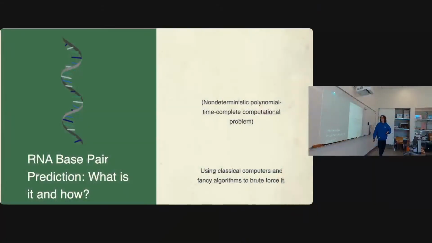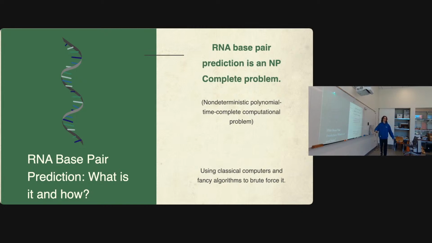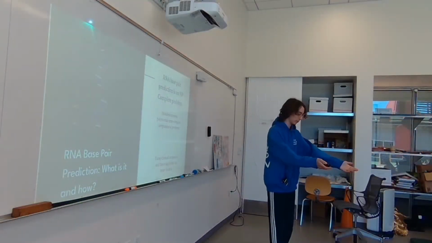So what is RNA base pairing prediction? There are a few things that we have to talk about really quickly. So RNA base pair prediction is an NP-complete problem. Basically what that means is it's really hard to find the solution, but it's really easy to check if it's right. An analogy I like is if I gave you a pile of colored sand, and all the sand was different colors, and I told you to sort them. Very hard to sort, but it's easy to check. I could just look at it and be like, oh, that's sorted, no, that's not sorted.